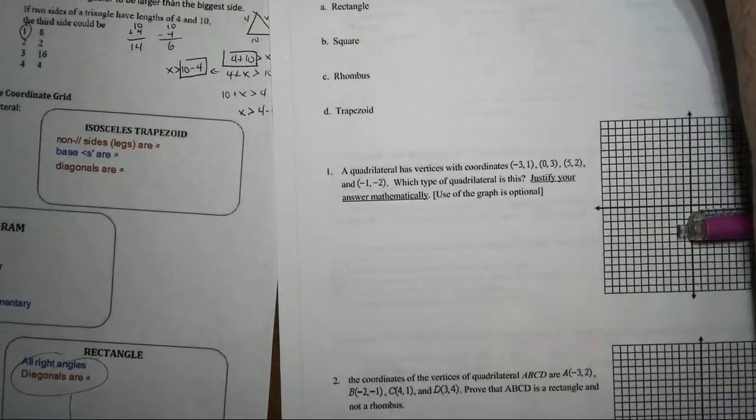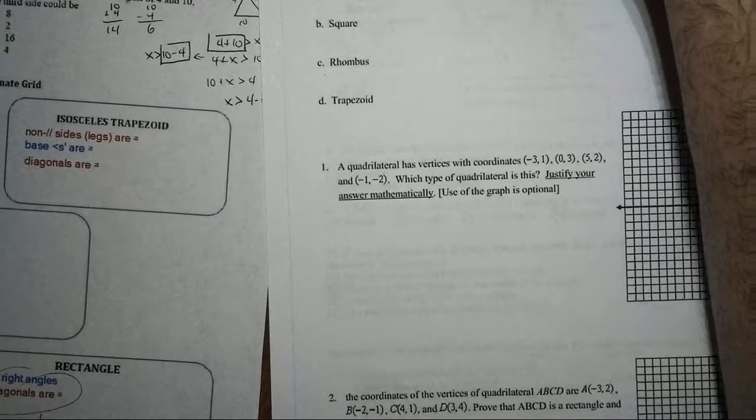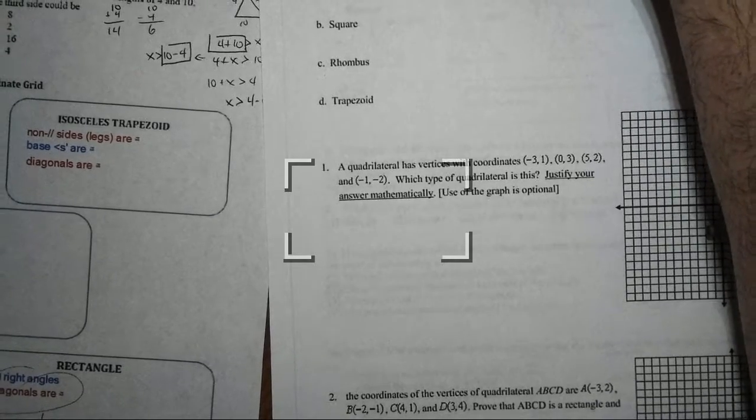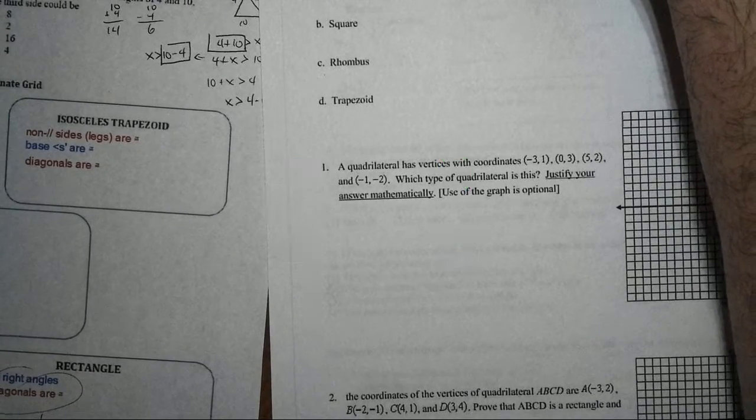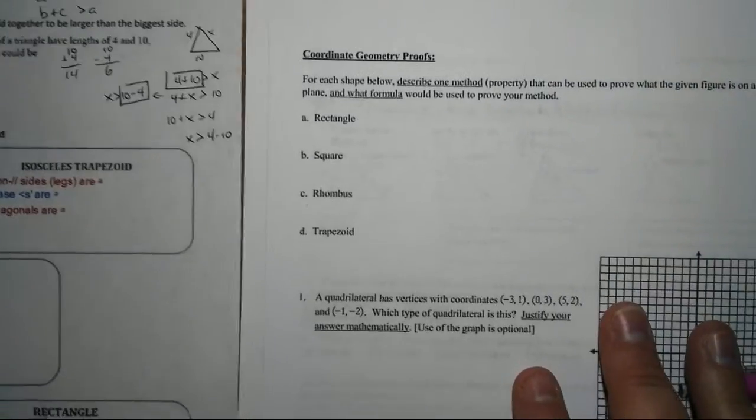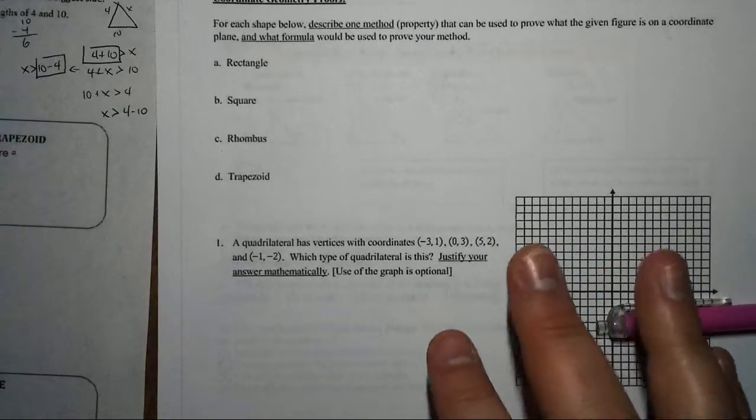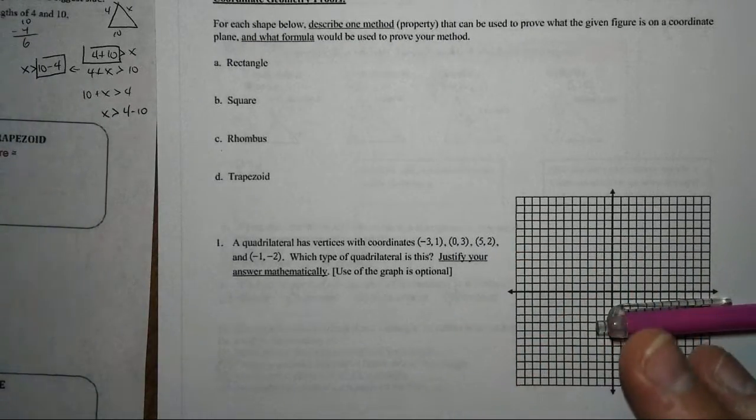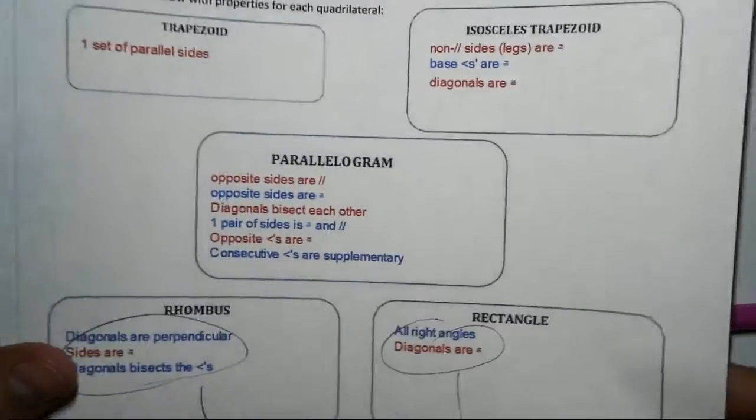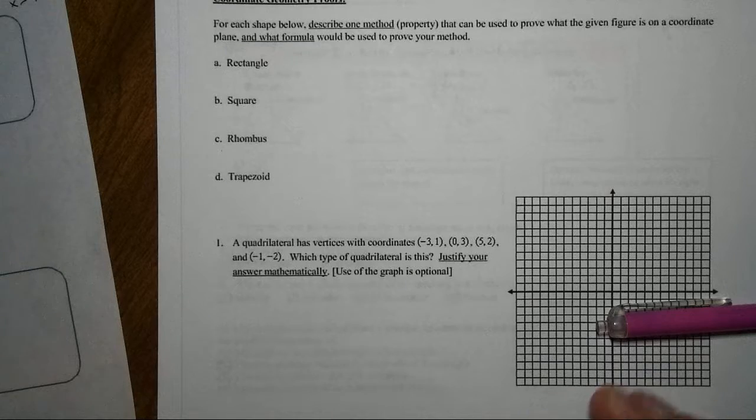Okay, so going through the next worksheet here, we're going to be talking about some coordinate geometry proofs. So what we're going to do here is talk about, first of all, what's your plan for the exam, okay? So we know the properties, right? We just talked about them last time. How do we actually apply them to identifying a shape from a graph?